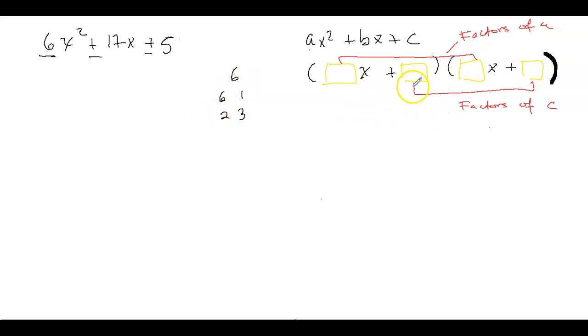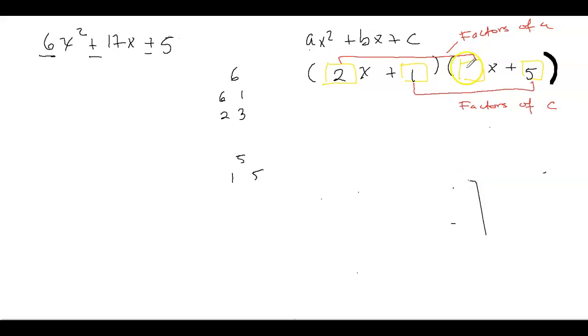And then the second term of each binomial has to be factors of 5. Well, for factors of 5, you only have one choice, and it's going to be 1 and 5. So I am certain that I'm going to have a 1 and a 5 here. Now you're going to have to test the waters and say, am I going to put a 6 here and a 1 here, or a 2 here and a 3 here? So let's test the waters with a 2 and a 3. Let's see how that works.